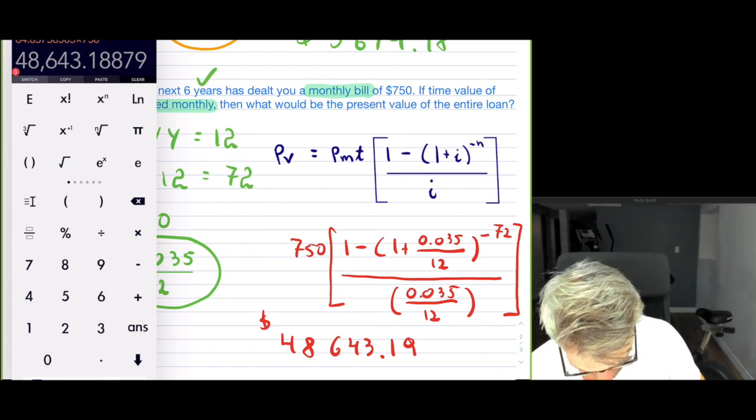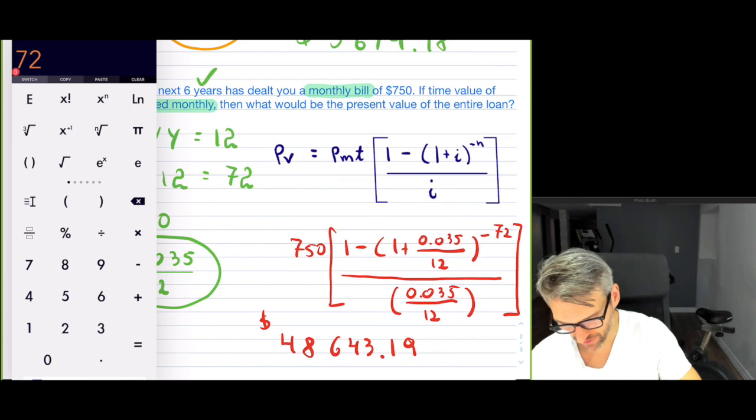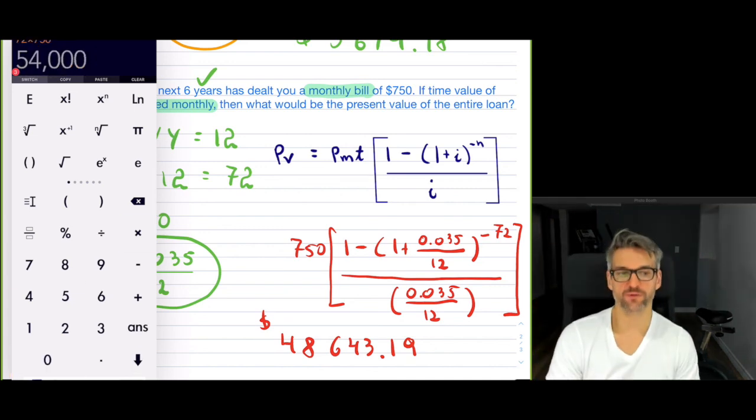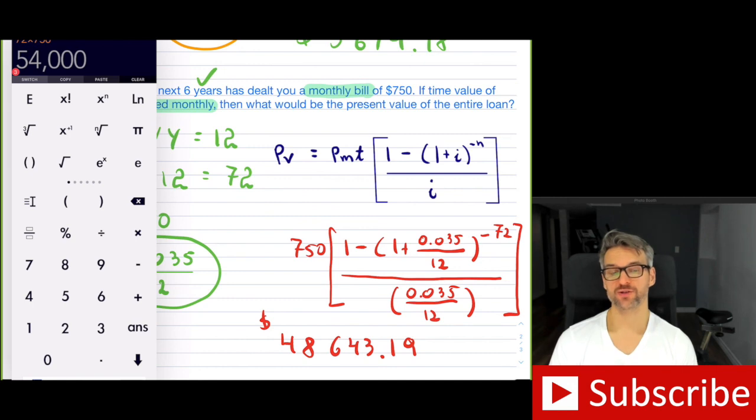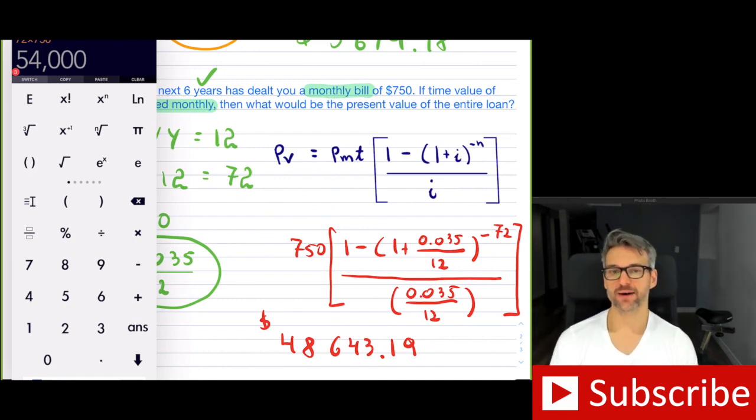So I get $48,643.19. Notice in terms of payments, you had 72 payments times 750, which would have been 54,000. So you want to see the present value be less. It's only 3.5% compounded monthly, so it's not going to be a lot less, although as you can see, the discounted value is quite a bit, about 5,500.